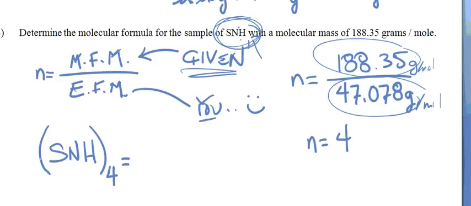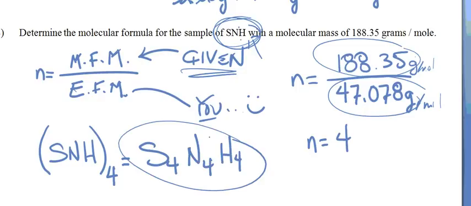And I'm going to multiply everybody in here. So it's S4N4H4. There's my molecular formula. Now, let's pretend that we had a 3 here. Again, we're done with this problem. What would my formula then be? If that were a 3, then you'd have S4N12H4. Okay, so it's a multiplier.